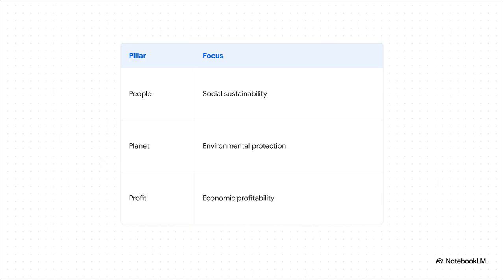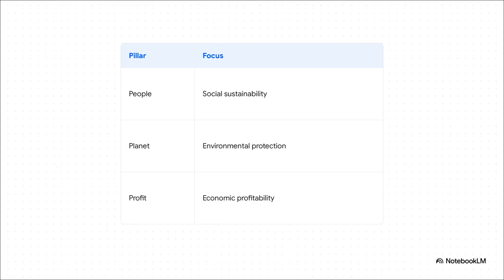And a really brilliant way to visualize this balance is through the triple bottom line framework. It splits performance into 3 pillars: people, planet, and profit. Social sustainability protects workers and communities. That's the people. Environmental sustainability protects natural resources. That's the planet.